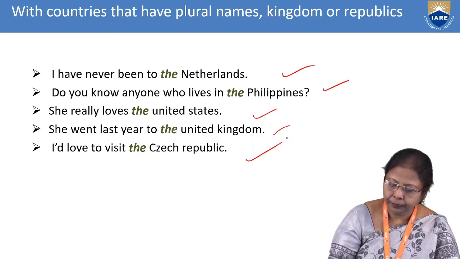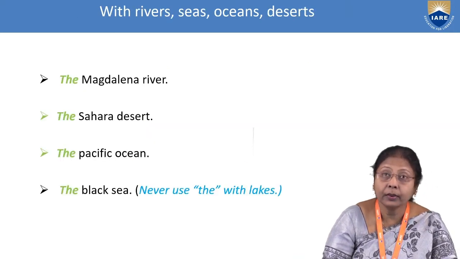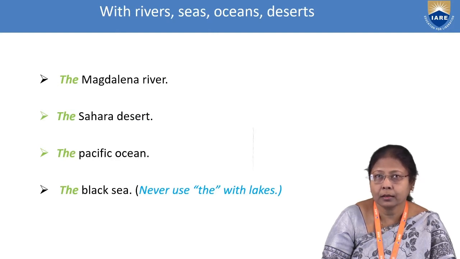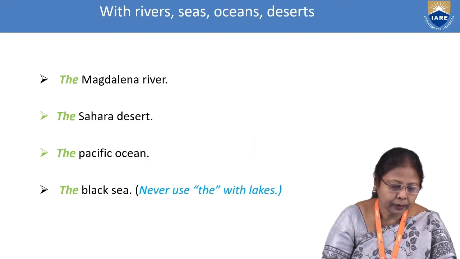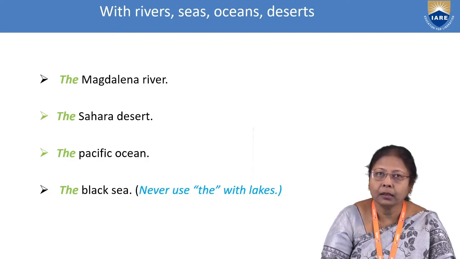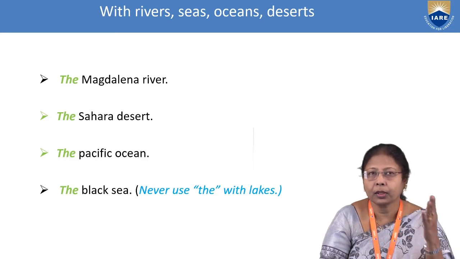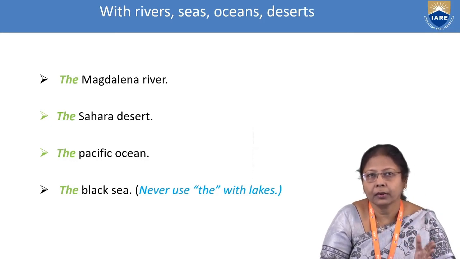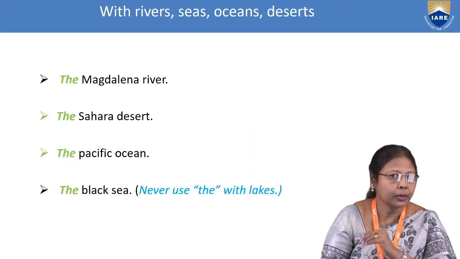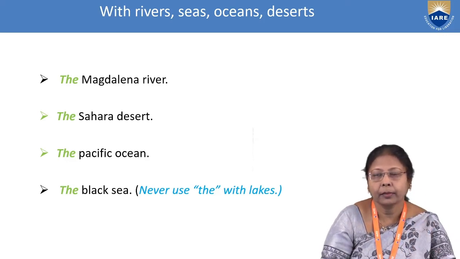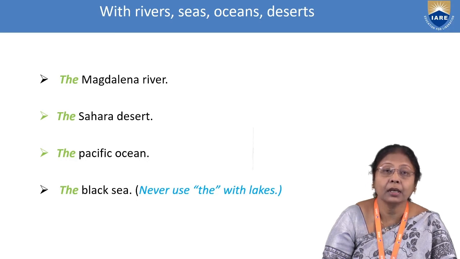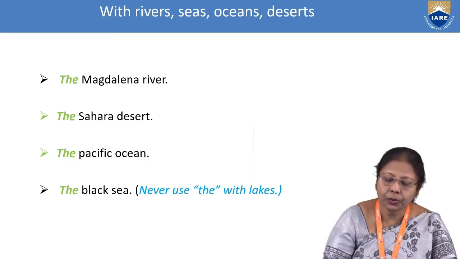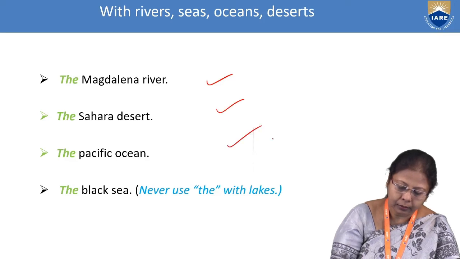And then next is with rivers, seas, oceans and deserts. Along with these, we also have to use the definite article "the". Many rules are there to use the definite article "the". Here you see Magdalena River. The river's name is Magdalena. Because it is a river, before that we have to use "the": the Magdalena River, the Sahara Desert, the Pacific Ocean, the Black Sea. But don't use the definite article "the" with lakes. For lakes, we should not use the definite article "the".